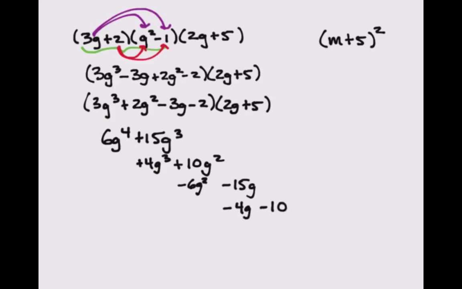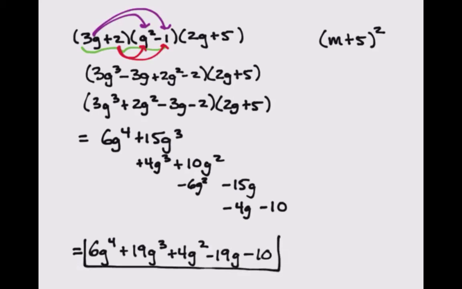Now, I kind of went a little over the top with all this staggering, but you got to admit, it makes it really easy to collect your like terms later. And so our final product in this case will be 6g to the fourth power plus 19g to the third plus 4g squared minus 19g minus 10.